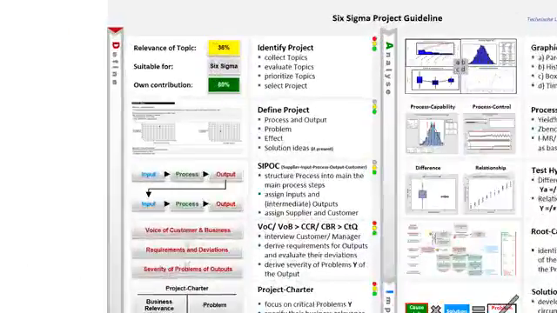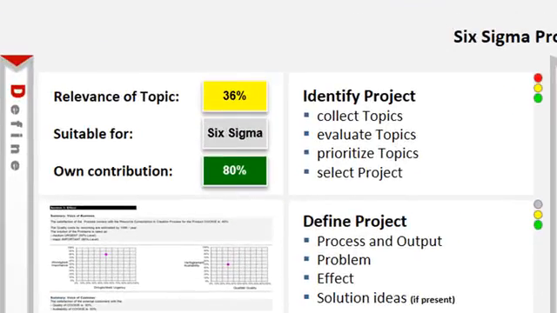The define phase starts with the identification of a project topic. Not all challenges in a company are suitable for Six Sigma. At first you should identify a weakness in your processes, i.e. a weakness of your products and services.